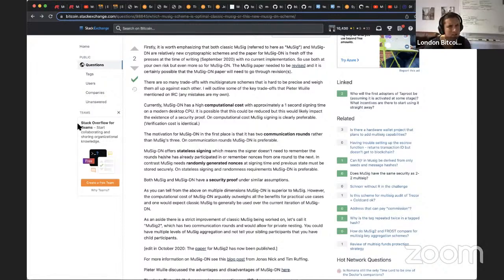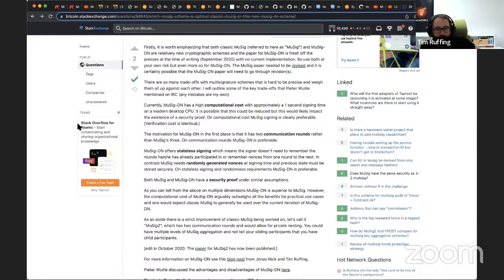Right. So MuSig-DN is actually better both for the randomness requirements and stateless signing, right? It's just that those benefits aren't obvious in terms of why someone would really want those benefits. Yeah, for a particular use case. Right. So yeah, first of all, the randomness and the statelessness are very related.